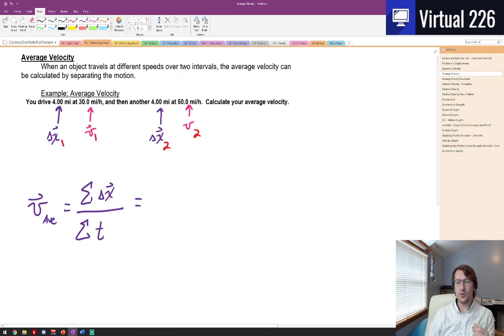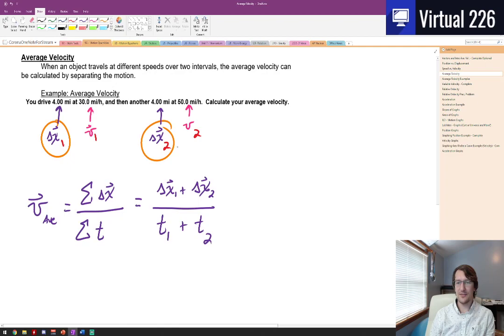So what this will look like is it's going to be delta x1 plus delta x2, and if we had more of these, it'd be 3, 4, 5, 6, 7, divided by the time it took us to go through the first displacement plus the time it took us to go through the second. Well, in this case, I have the delta x's. These are nice. They can just get plugged into the problem.